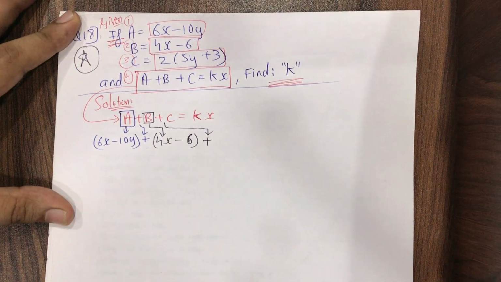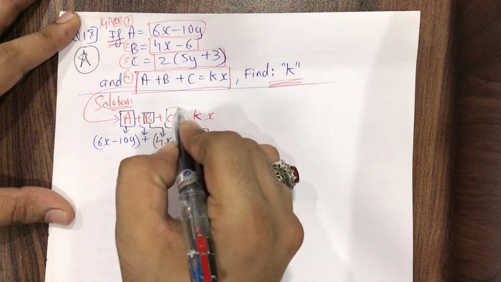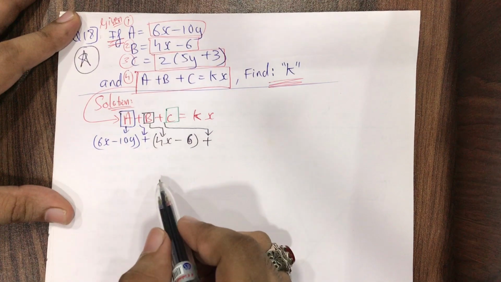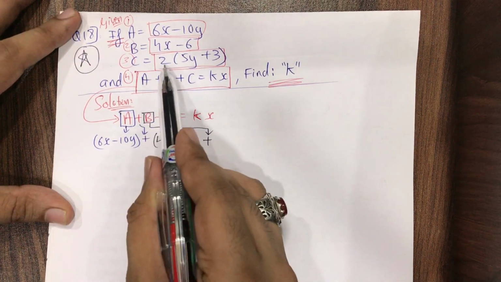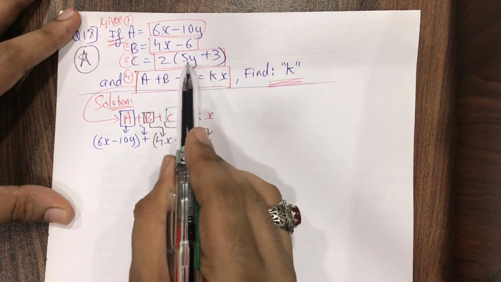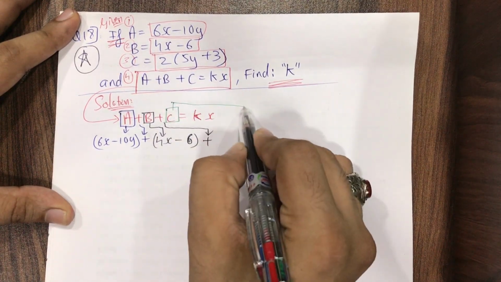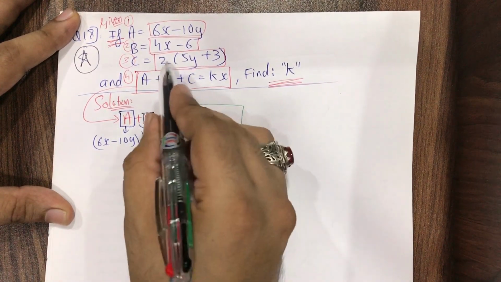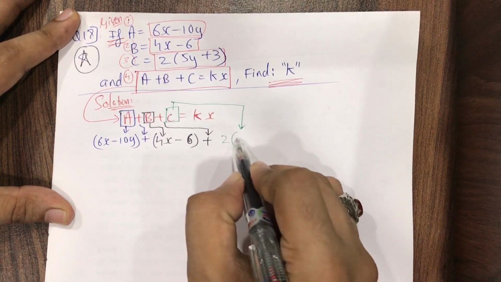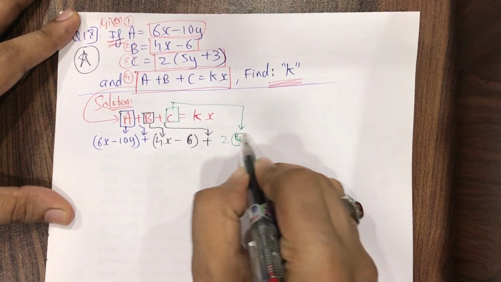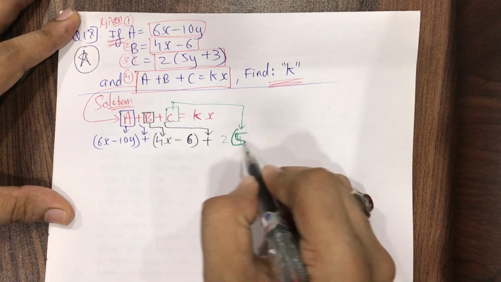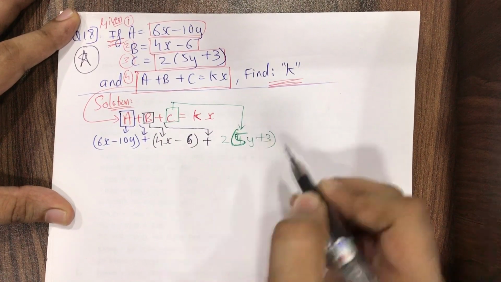Next students, now we have capital C. Do we have the value of capital C? Yes, the value of capital C is 2 multiplied within the bracket by 5y plus 3. So at the place of C, I'll put the value of C: 2 within the bracket 5y plus 3.